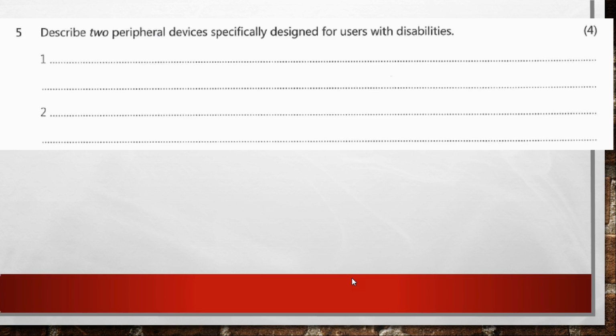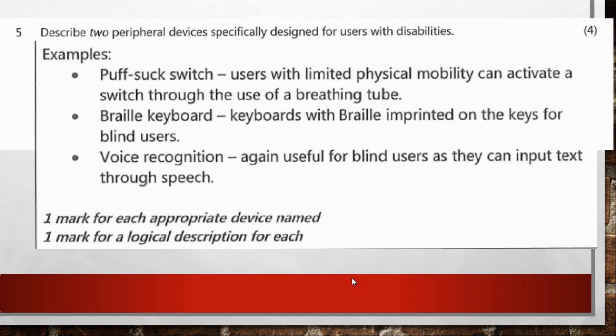Next one, describe 2 peripheral devices specifically designed for users with disabilities. Okay, and this is topic 1, and you have done some homework on this. So 2 peripheral devices, basically enabling them to use computers and other devices. There are other ones, but there's voice recognition. So they might have a microphone connected to another device that would recognise their speech.